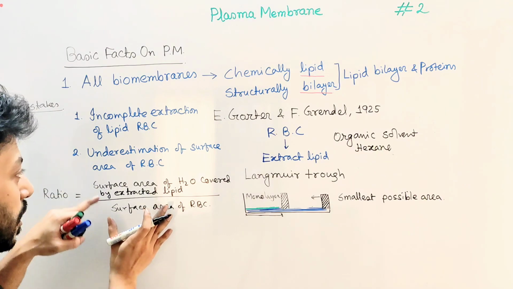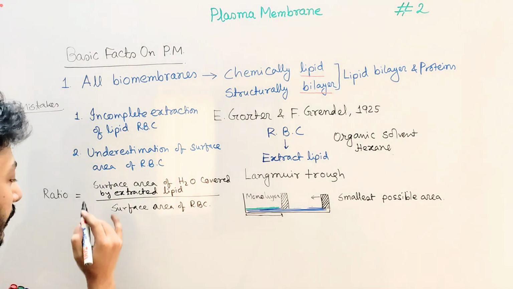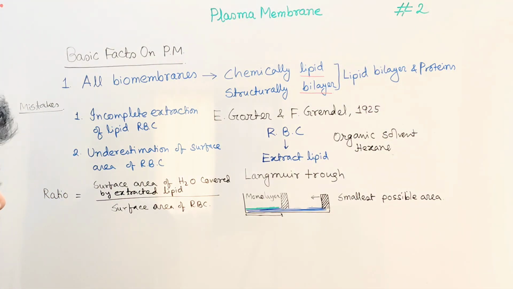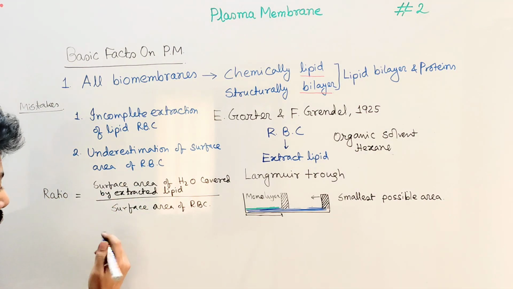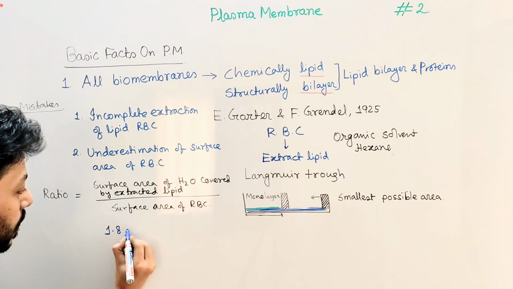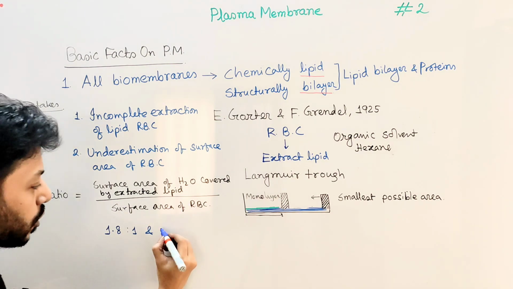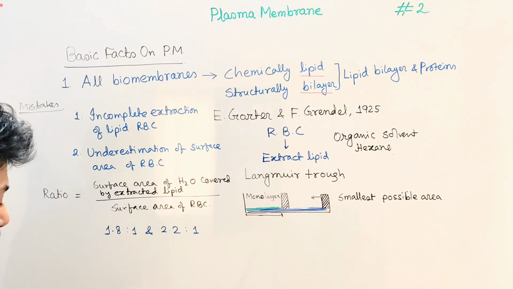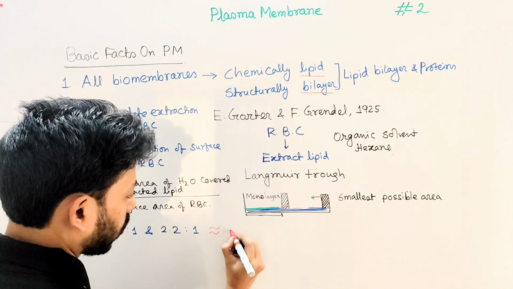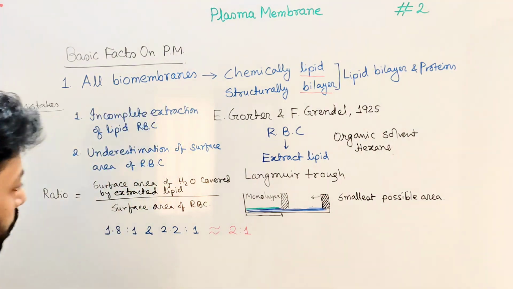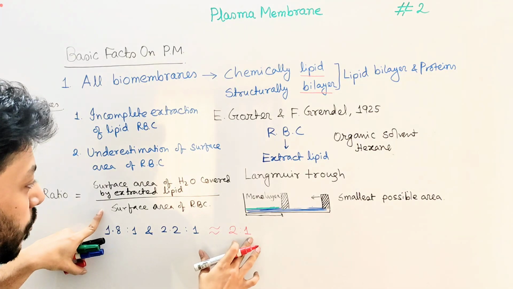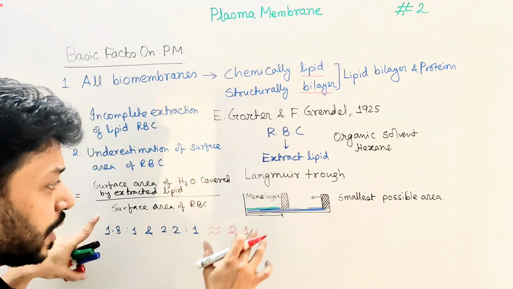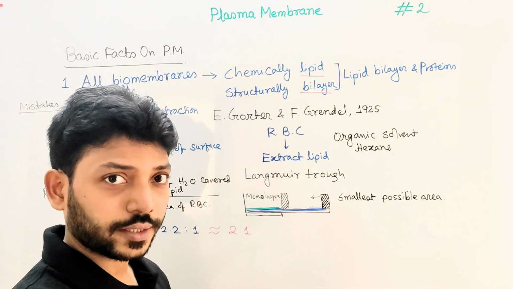So both these mistakes nullify each other, and they lead to a more or less correct answer. This ratio comes to about 1.8:1, and sometimes they got 2.2:1. That is very close. This ratio is very close to 2:1. That means the surface area of the RBC is double the surface area of the lipids that actually cover the water surface.